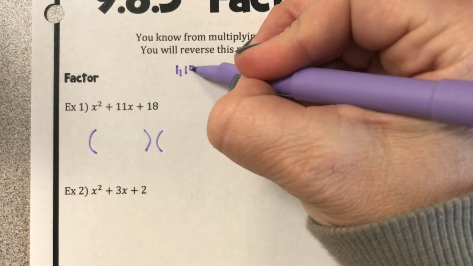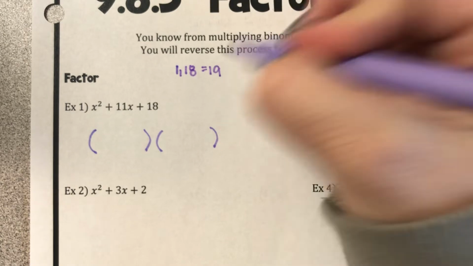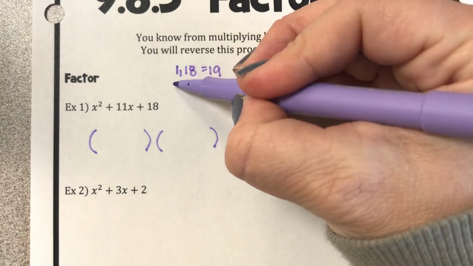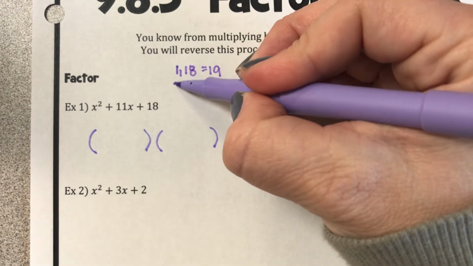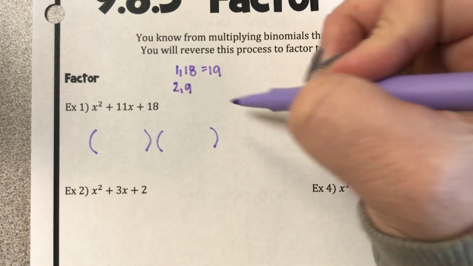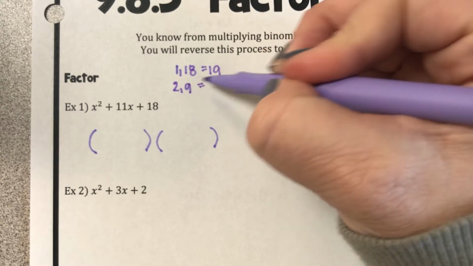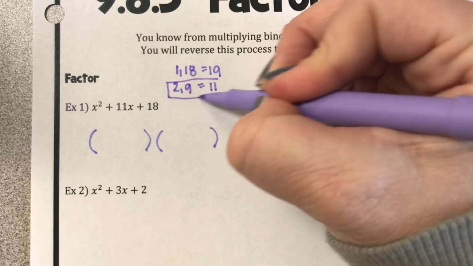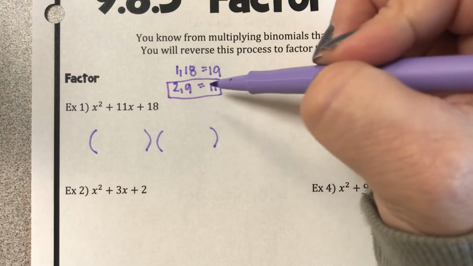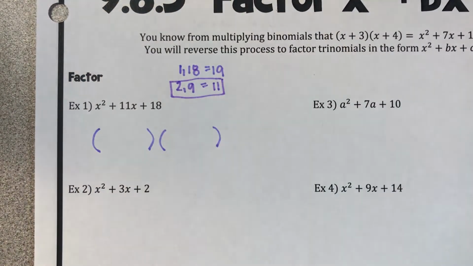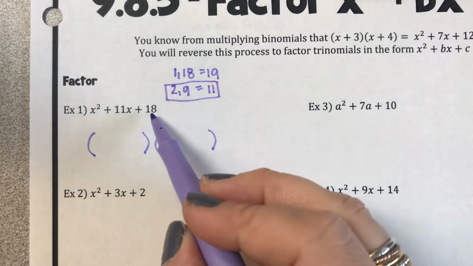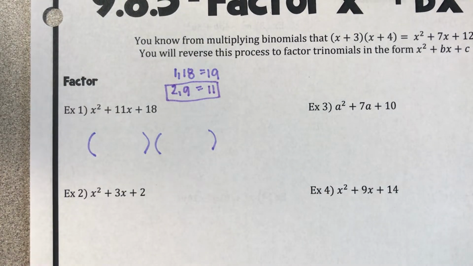So let's think about it. We could do 1 and 18. That sum is 19, so that's not what we want to use. What about 2 and 9? What's 2 times 9? 18, and 2 plus 9 is 11. So like, hey, there we go, right? These are two numbers that when you multiply them, give you 18, and when you add them, give you 11.